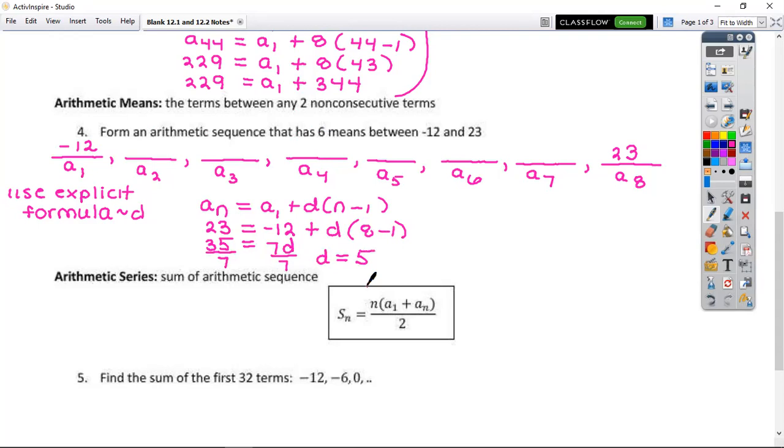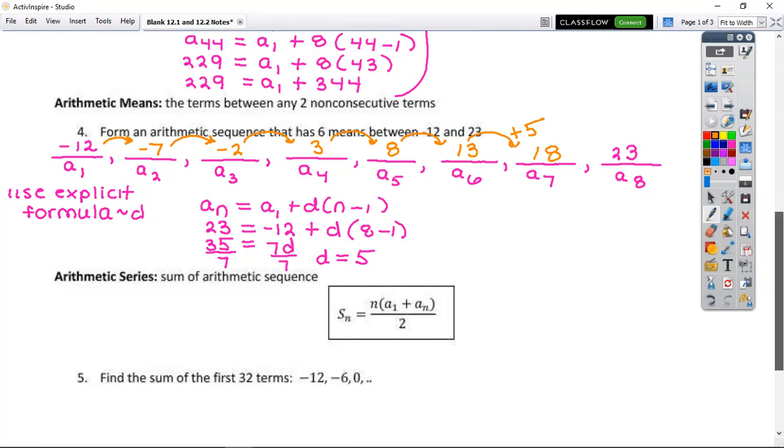So now what you can do is use that pattern and you can fill in everything from your sequence. All right, so what do we got here? So negative 12 plus the 5 gives me negative 7, plus 5 again, negative 2, plus 5 again, that would give me 3, plus 5 again would give me 8, plus 5 again would give me 13, plus 5 again would give me 18. So you're just taking your sequence and building it like that.